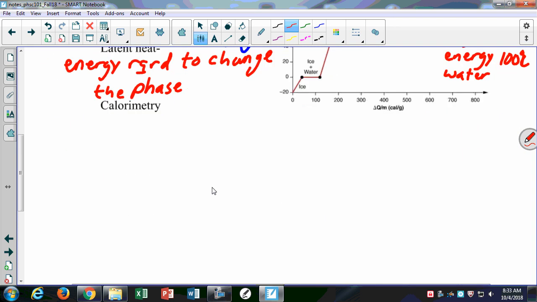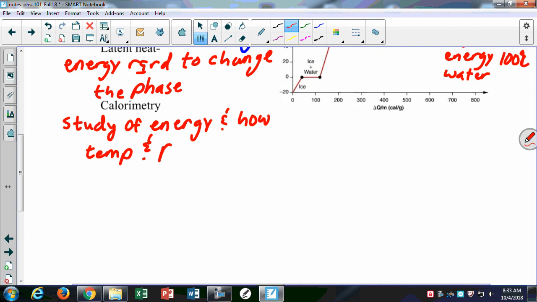All right, so calorimetry is the study of energy and how temperature and phase change. All right, I have two formulae. I think they're on the equation sheet. You're not going to have to calculate anything, but it's important. We've already addressed it a little bit.